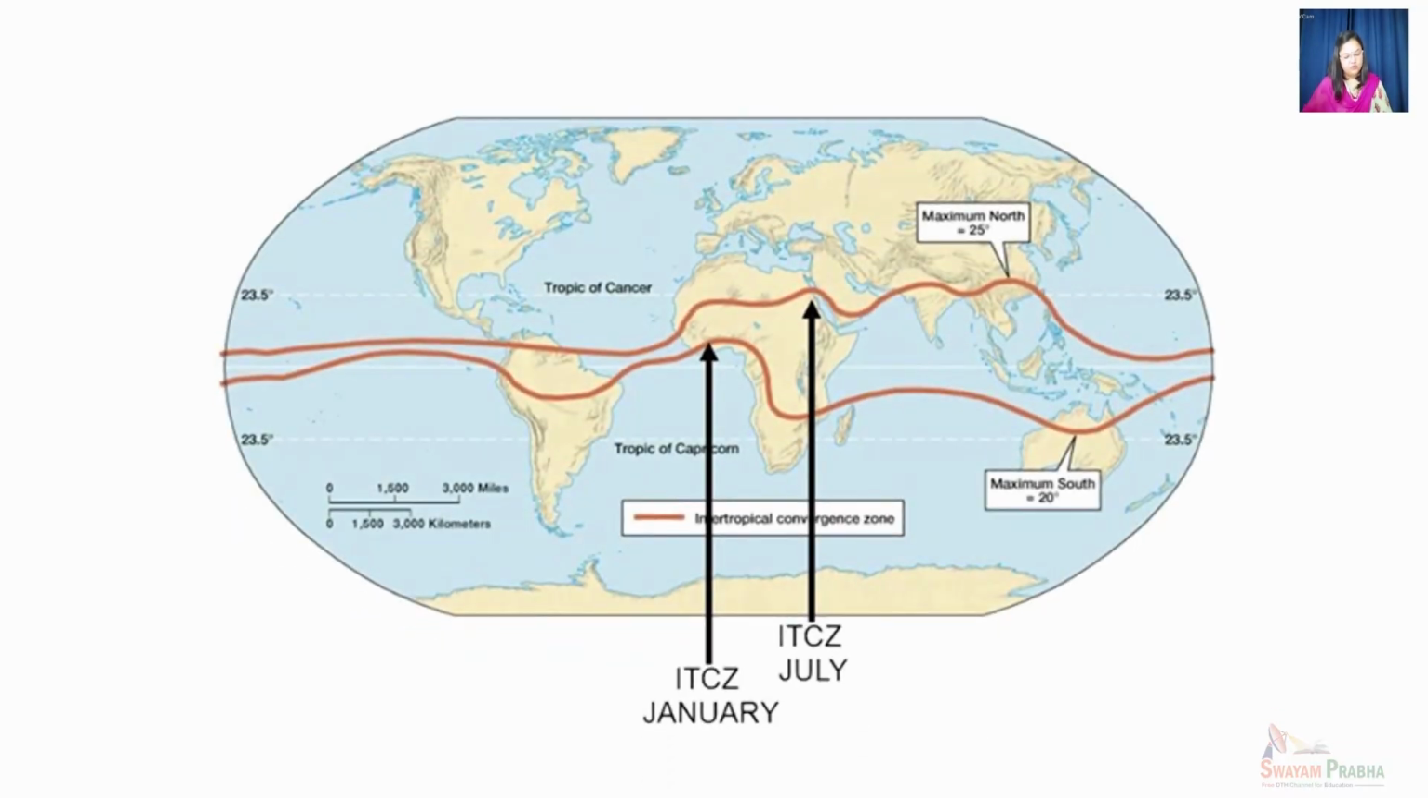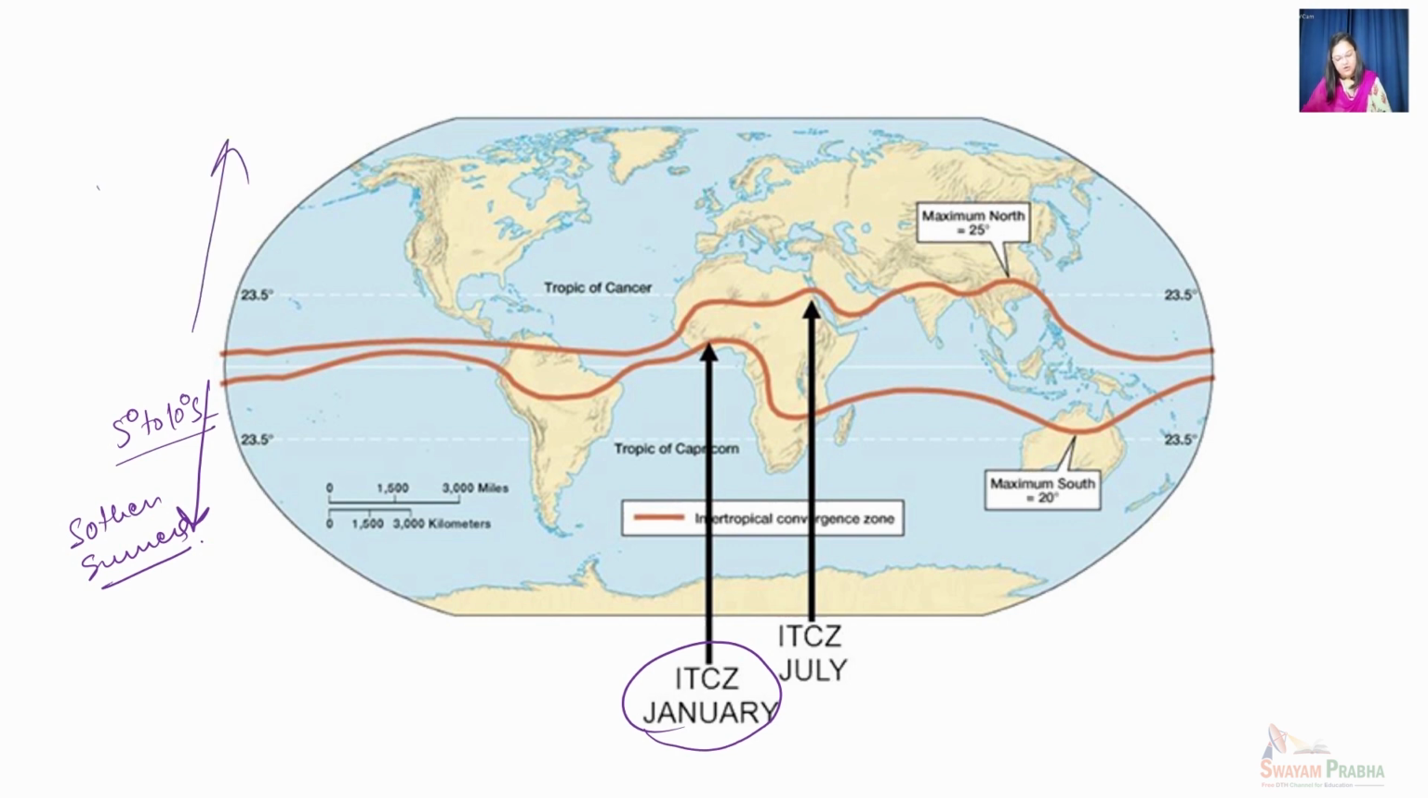So this diagram also shows the location of ITCZ, which shifts southward during the southern summers and establishes itself somewhere around 5 to 10 degrees south of the equator, and during the northern summers it shifts northward and establishes itself somewhere around 15 to 25 degrees north in the northern hemisphere.